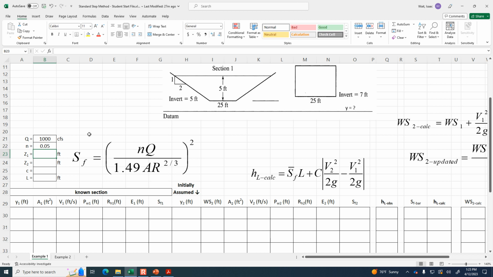Okay, Z1 is simply the distance from the datum to the bottom of the channel at location 1. So here it told us the invert is 5 feet. That means Z equals 5 at 1. And here, this sketch is telling us the invert is 7 feet at location 2. So Z2 is 7. The given expansion contraction coefficient C value is 0.3. And then the length of the section that we're trying to figure out, it's 1,000 feet upstream from section 1 to section 2. So L is 1,000 feet.